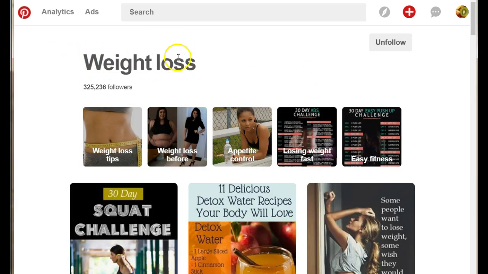So what you see up here is that weight loss has 325,000 followers. So if you created a board with pins with these particular keywords in them, and especially if they're rich pins from a website or a blog, they're going to be ranked high, and your pin is going to be shown to all of these people. But because this is a highly saturated niche or keyword, you don't want to go for that. You want to break it down.